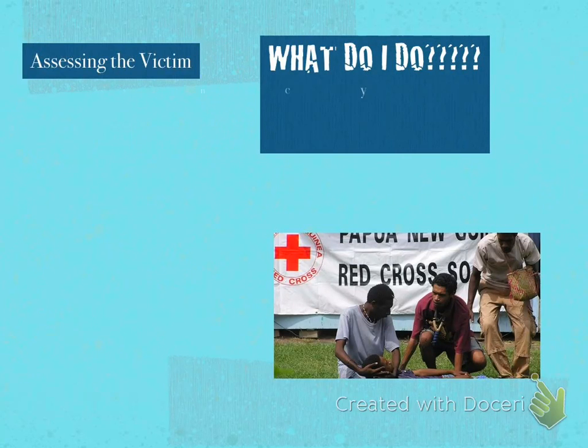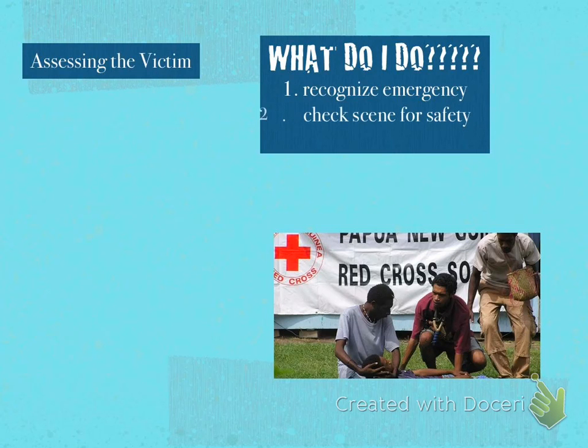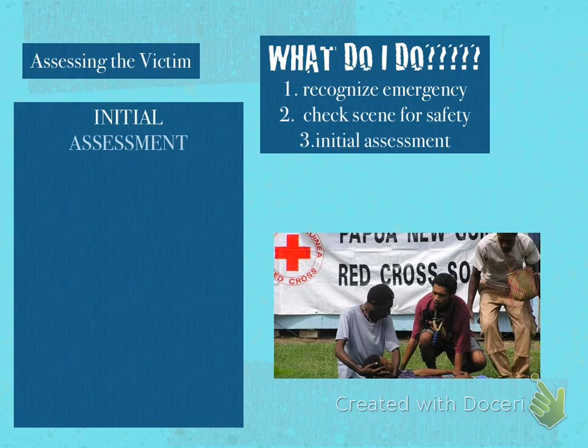Okay, we talked about what you are doing. These are the things that you do and the order that you do them. First, you recognize that it's an emergency. Then you have to check the scene. You already know this. And then you need to do that initial, which is that first assessment. Okay? So your initial assessment is just these 3 steps.